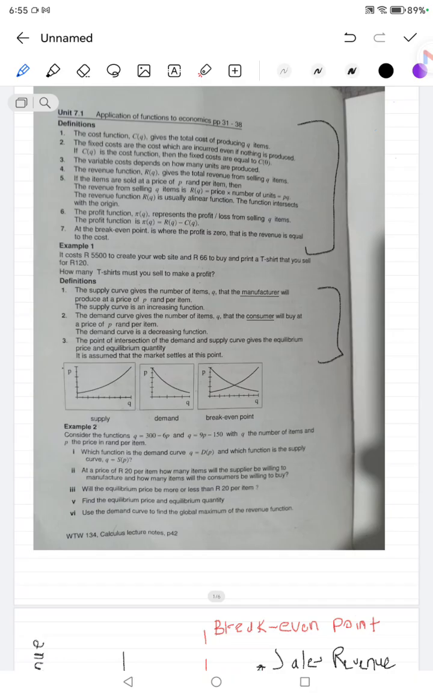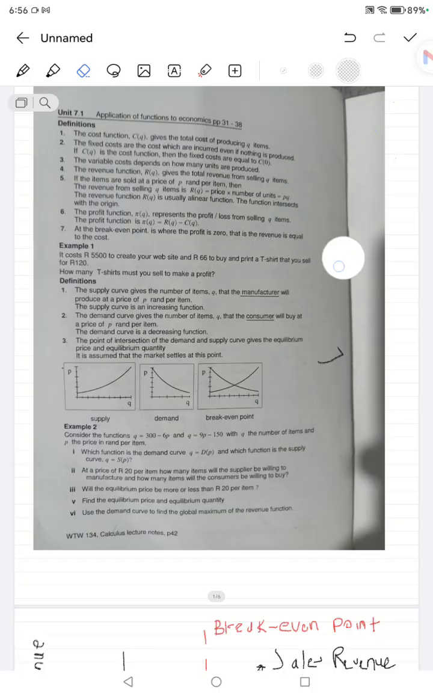The definition is just saying the supply curve gives the number of Q items that the manufacturer will produce at a price, and so on. Then the other one is the demand curve. It's about the manufacturer and the consumer, or you can just say the producer and the buyers. Your consumers will be your buyers.